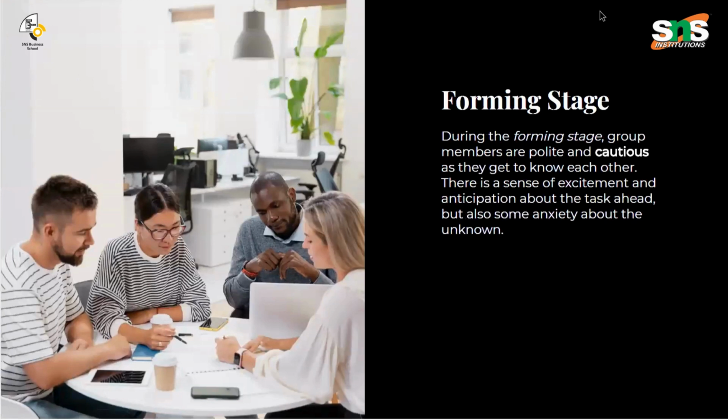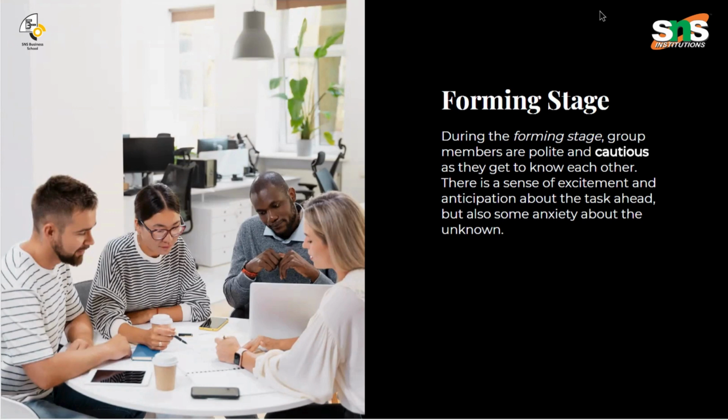During this forming stage, the group members are really polite and cautious. As they get to know each other, there is a sense of excitement and anticipation about the task ahead, but also some anxiety about the unknown. So people are newly formed into a group. That is called the forming stage.